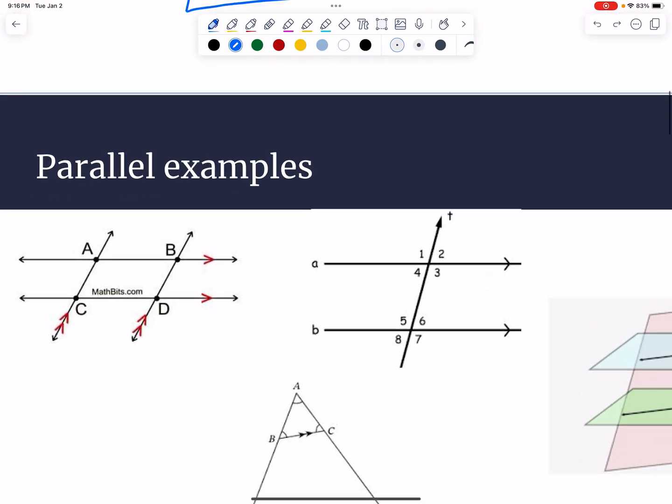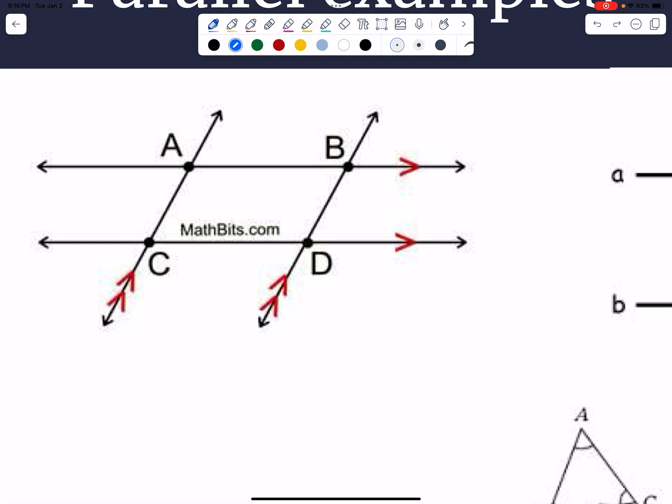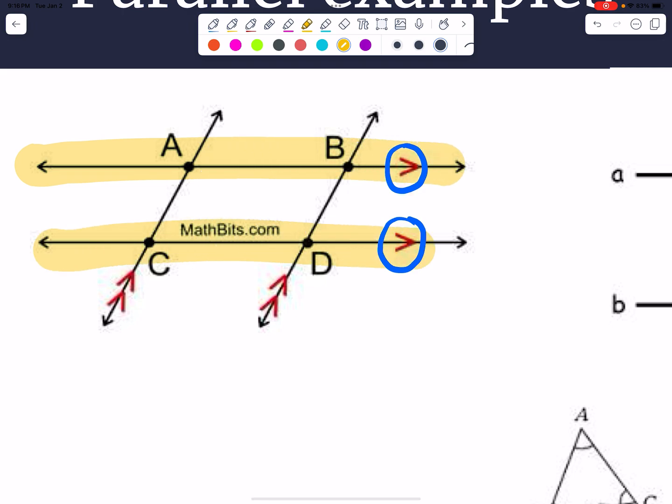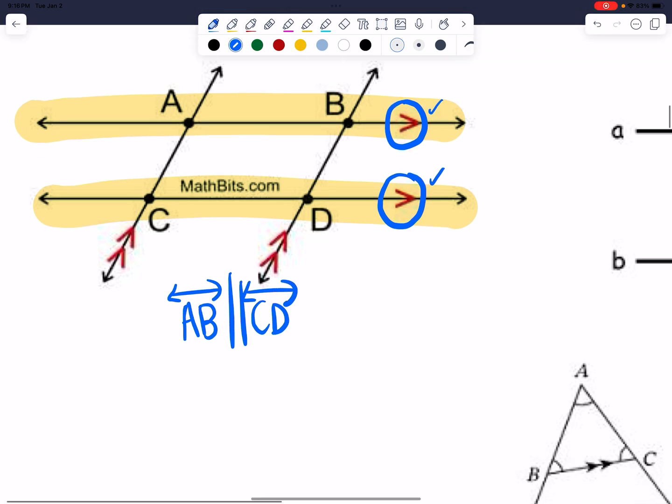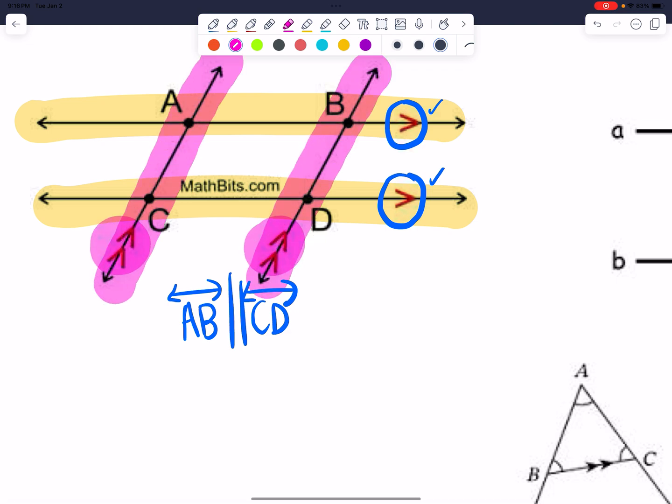So some examples of parallel for you. Let's say what lines are parallel to each other. I see that each of these lines facing the same way, this yellow one and this yellow one face the same direction. So I would say that line AB is parallel to line CD. And how did I know that? Well, they both have one little arrow marking on each, showing that they face the same direction so they never cross. But I also know that these two are parallel because they have the two markings.